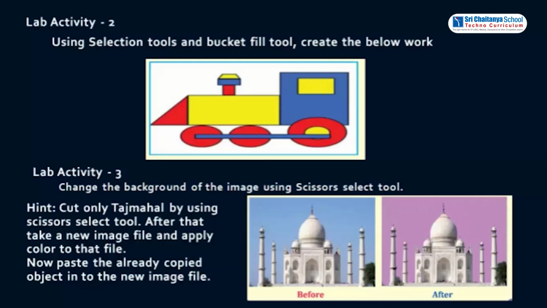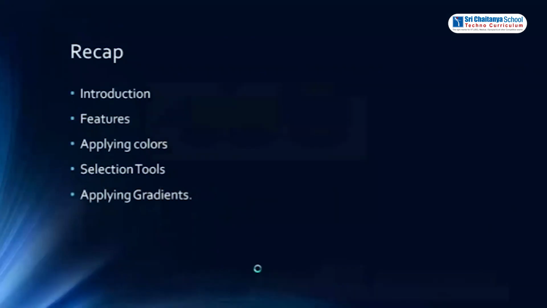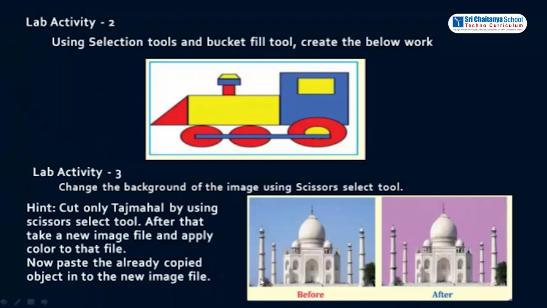What you have to do is choose your scissors select tool. The scissors select tool will be able to identify the edges very clearly. So first, cut your Taj Mahal using the scissors select tool. Look at the pointer movement. Just choose these particular edges, and over this particular white color image, move on with your scissors tool. The scissors tool will allow you to select the edges very clearly.